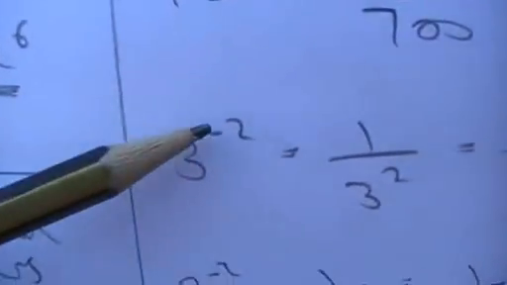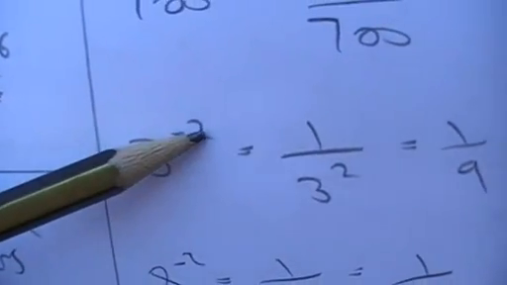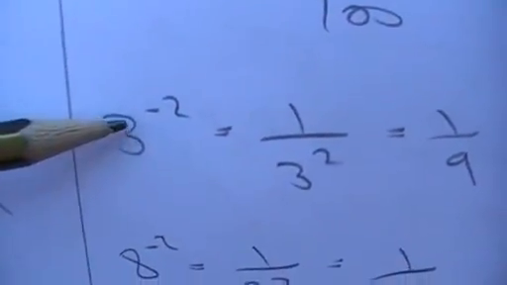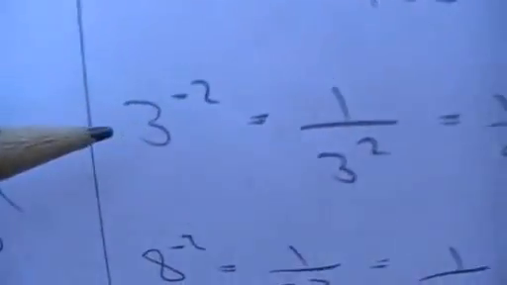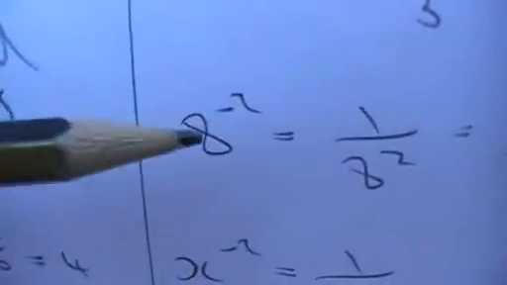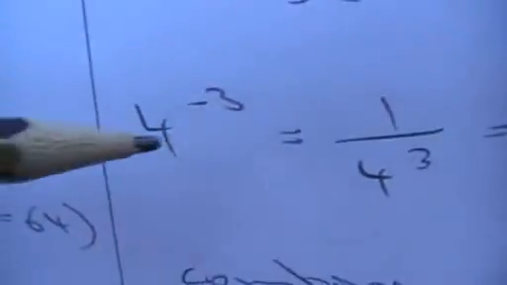Now, if the -1 changes and it is still a minus, then another number, okay? Here, all we did was put it under 1. If we've got -2, first thing you do is just put it under 1. So 3 to the -2 becomes 1 over 3 squared. 8 to the -2 becomes 1 over 8 squared. x to the -2 becomes 1 over x squared. 4 to the -3 becomes 1 over 4 cubed.